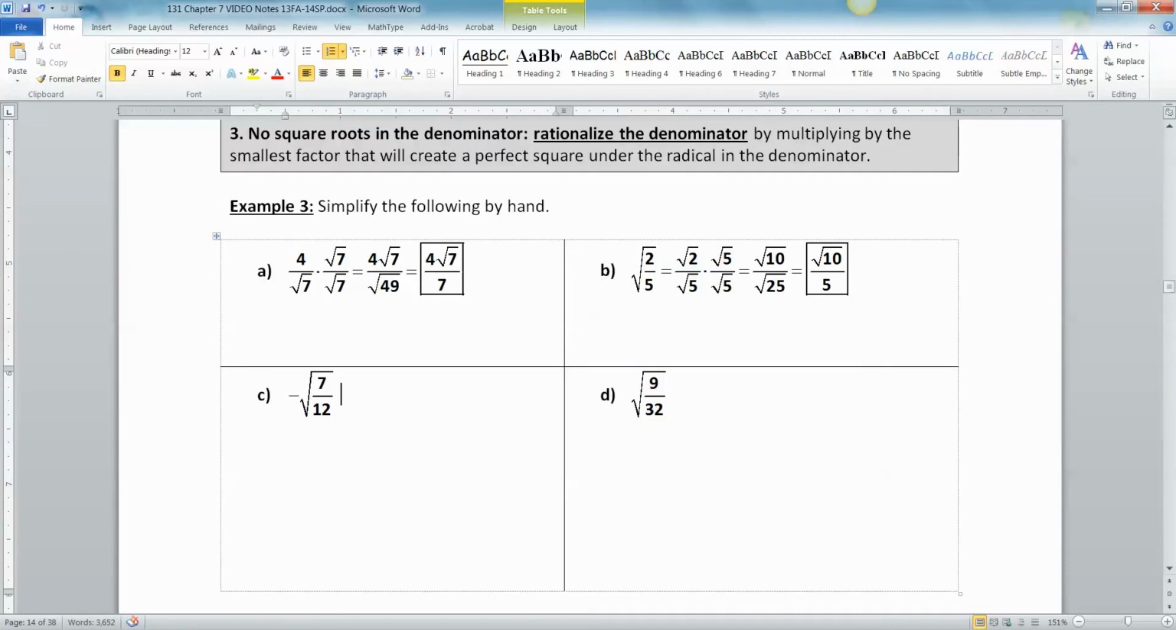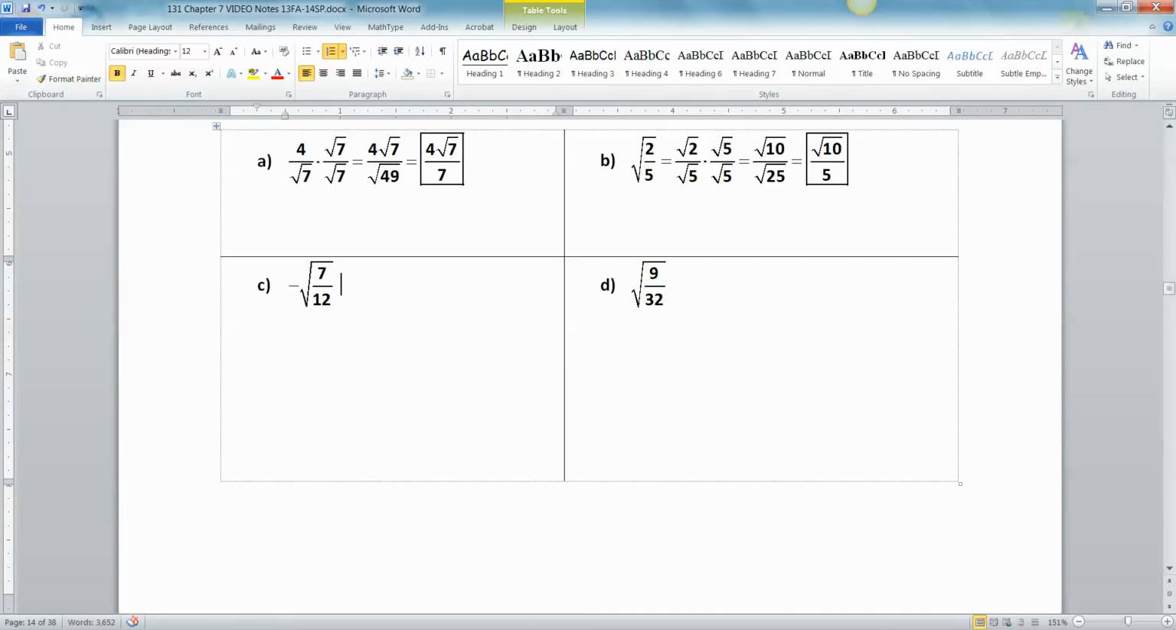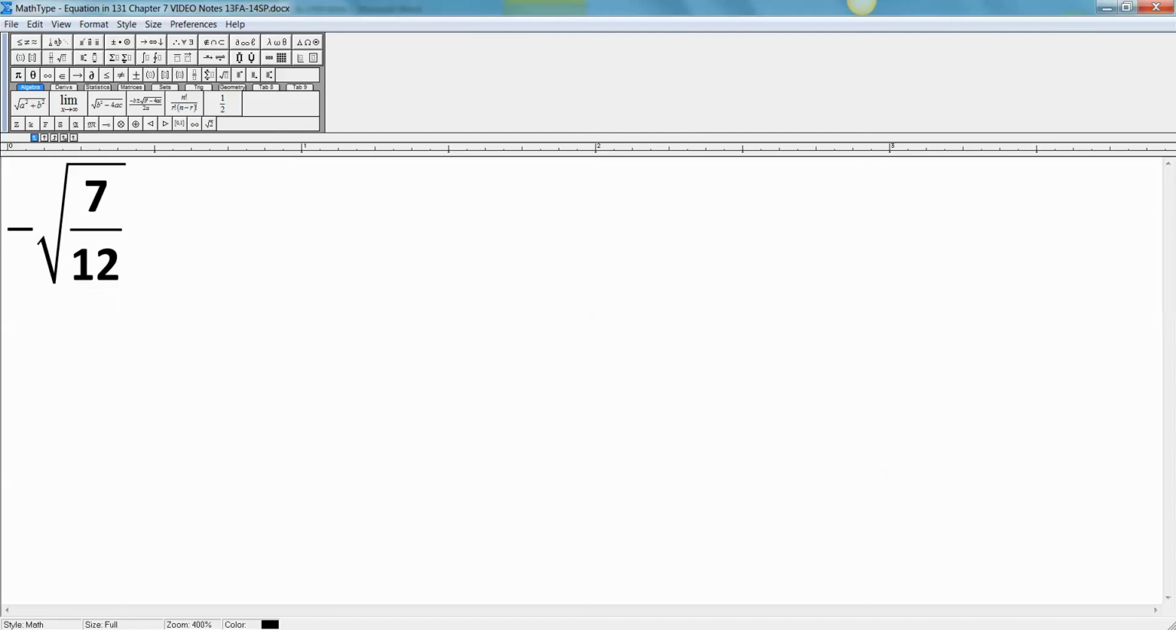Now let's do it for a trickier problem, like negative the square root of 7 over 12. Okay, so that's negative square root of 7 over the square root of 12. No troubles. But here's where we run into trouble, which is that we need to get rid of 12. 12 is not a perfect square.